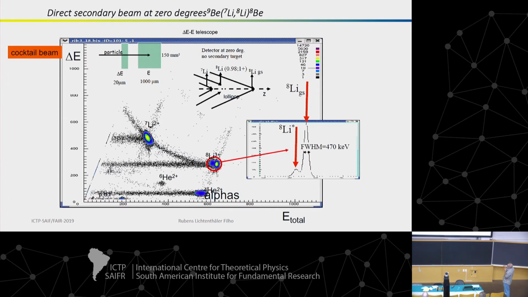You can separate different particles. Particles with the same Z fall in a region in a cut like that. So here you have lithium 7. Here, a little bit above, you have lithium 8, helium 6, alphas, and lighter particles. The resolution of our secondary beam, for the case of lithium 8, is about 500 keV.